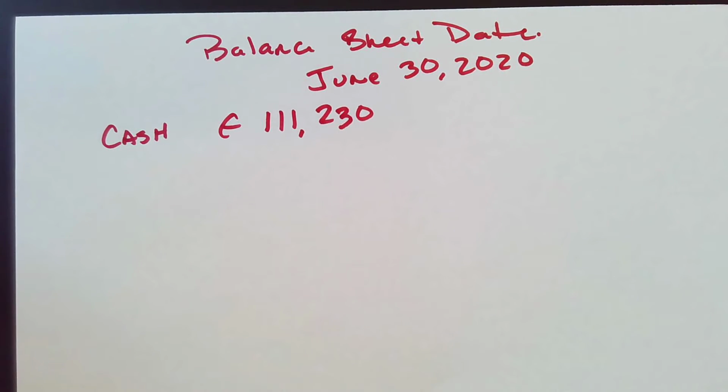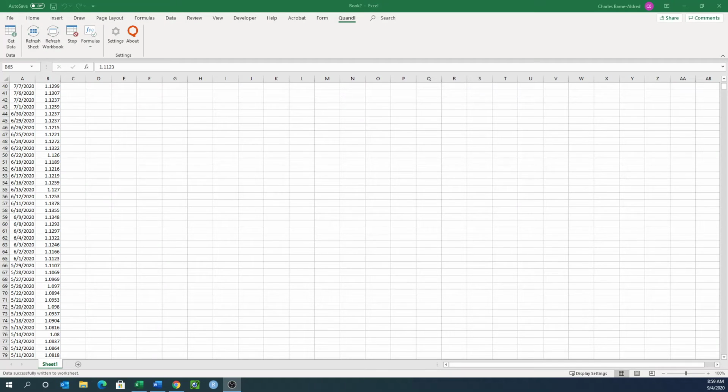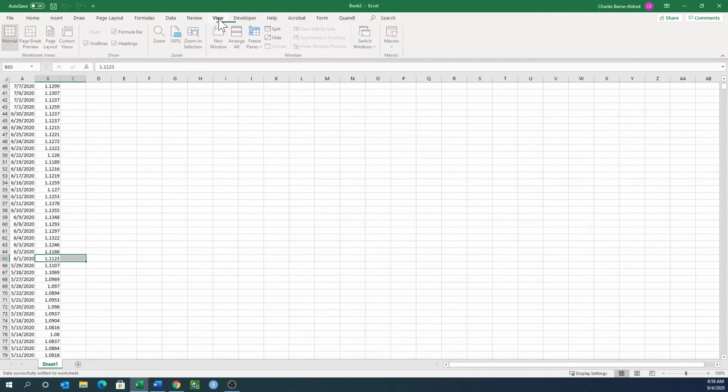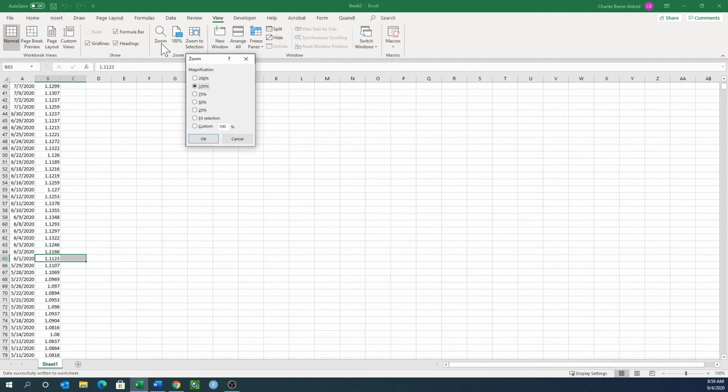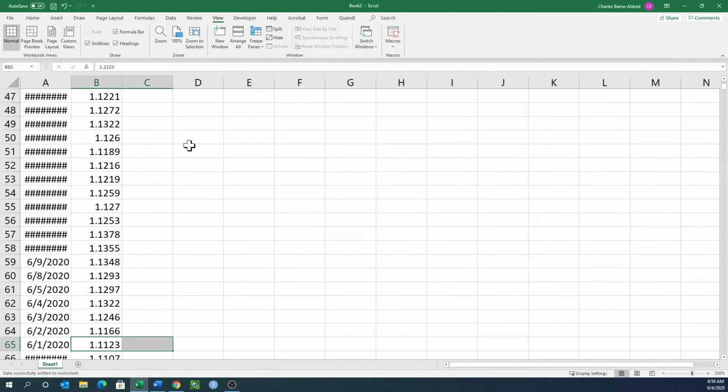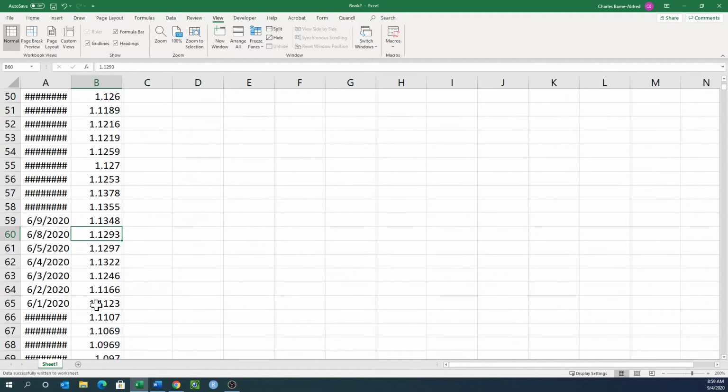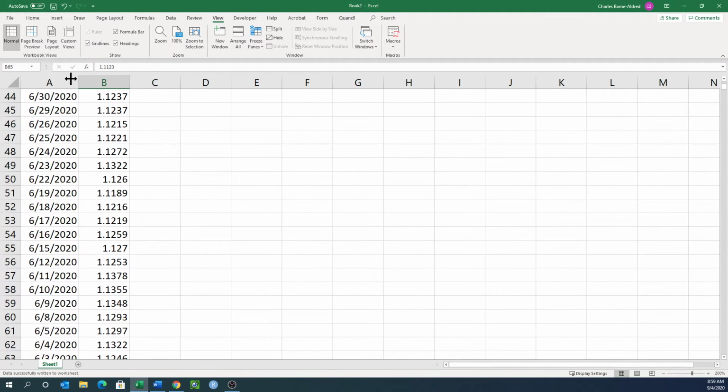Well, let's take a look. What is the exchange rate? Let's go back to our exchange rates here. I'm going to zoom in a little bit, get this a little bit bigger so we can see it better. This is our June 1st exchange rate. Let's broaden that out. Our June 30 exchange rate is now 1.1237. Let's keep that in mind.